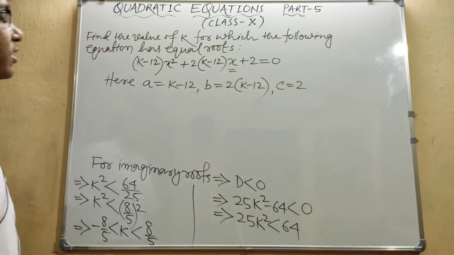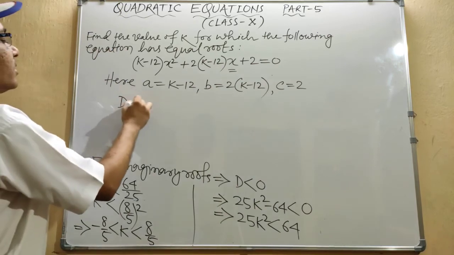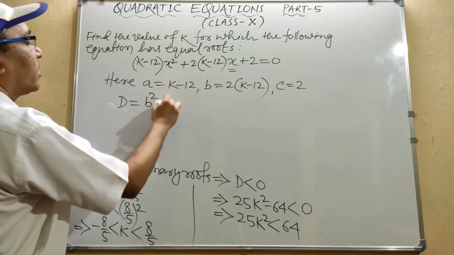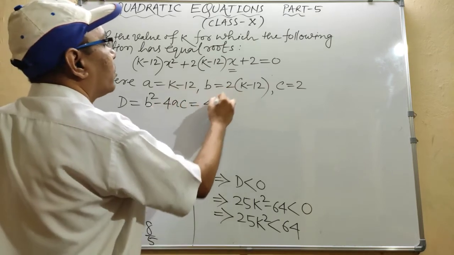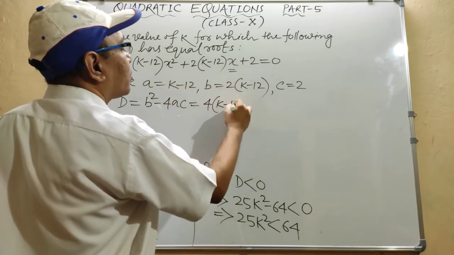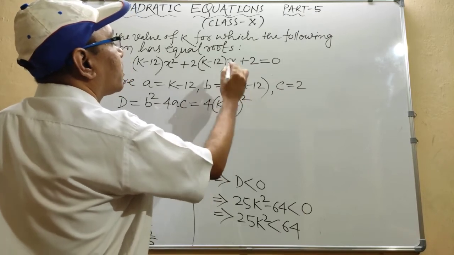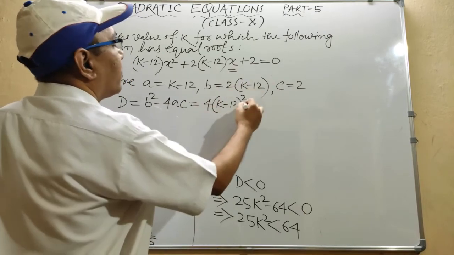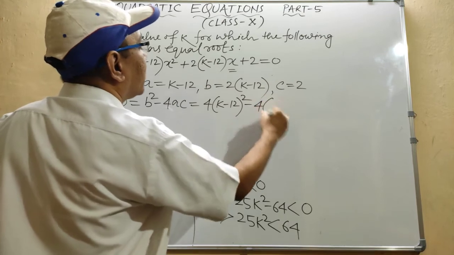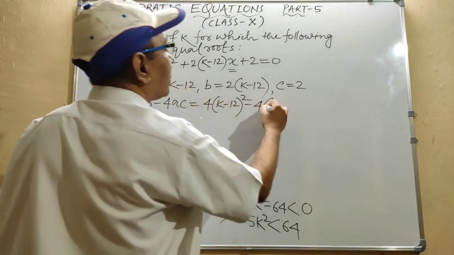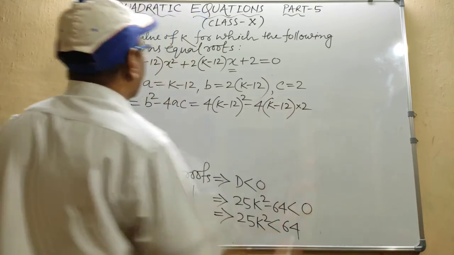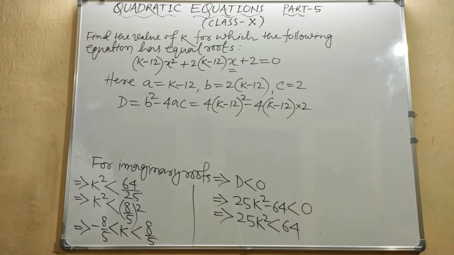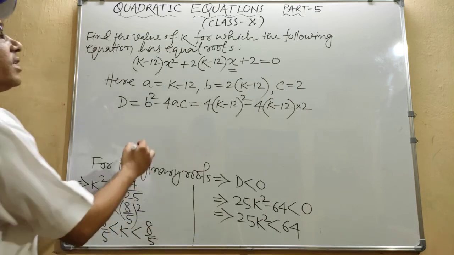Okay, you find first D. D is b square minus 4ac. What is b square? 4 (k minus 12) square, 2 का स्क्वायर 4, इसका स्क्वायर, minus 4ac. a means k minus 12 and c means 2. This is your b square minus 4ac.